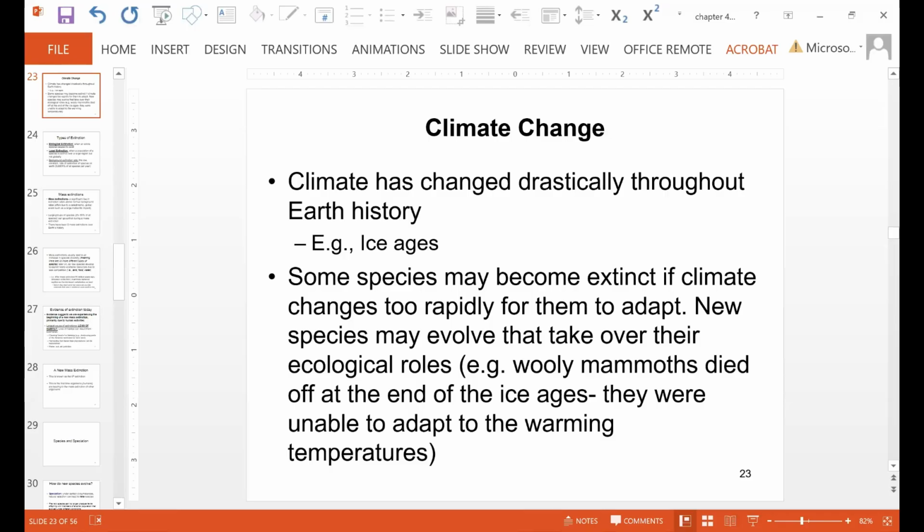Climate has changed drastically throughout Earth history. For example, we had the ice ages. Some species may become extinct if climate changes too rapidly for them to adapt. New species may evolve that take over their ecological roles. For example, woolly mammoths died off at the end of the Ice Age. They were unable to adapt to warming temperatures.